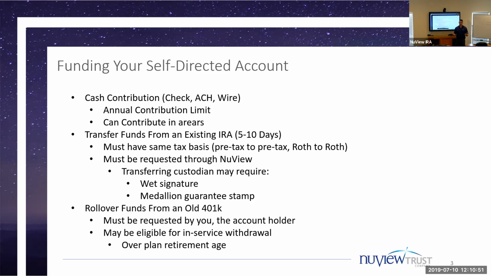Rolling over funds from an old 401k. Now, we use 401k because it's kind of the catch-all, but understand it's really any qualified plan. This would include 403bs, 457s, thrift savings plans, any sort of employer-sponsored retirement program. When we say old 401k, the reason that's significant is because if you are still an active participant at that employer, so if I work for AT&T and I'm covered under their 401k plan, I am likely not eligible to move the money out of my 401k into an IRA, whether it be at NewView or any other institution, while I'm an active employee. So that's something that you're going to want to confirm.